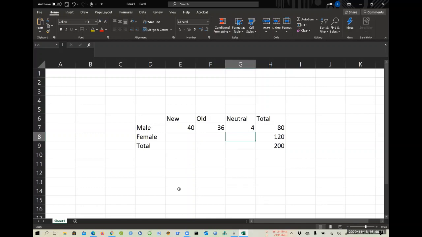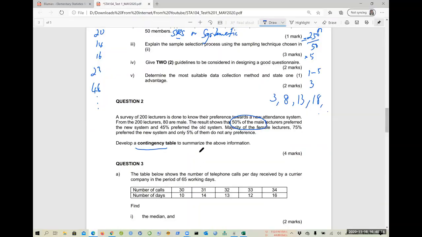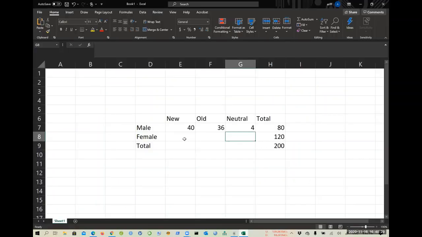Okay, so let's see for the females. It says that majority of the female lecturers, 75%, prefer the new system, and only 5% of them do not have any preference. So that means 75% out of 120. So 0.75 times 120, you get 90 of them. And then for being neutral, only 5%, so 0.05 times 120, you get 6. Okay, so the rest will be prefer the old one. So 120 minus 96, you get 24.